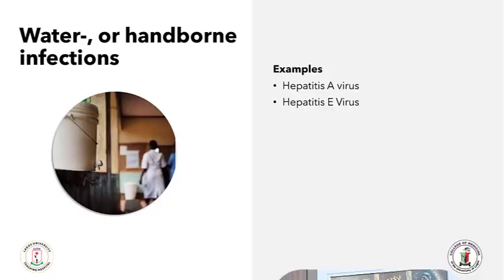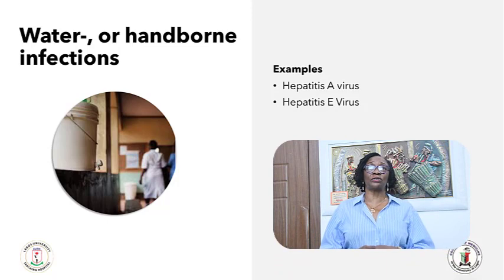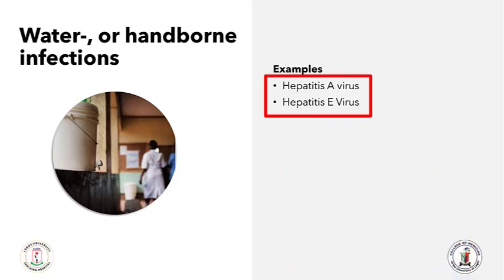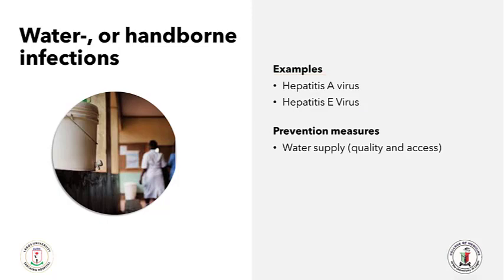Babies can also get infected from water and foodborne infections. Examples include hepatitis A and hepatitis E viruses, and also salmonella bacteria. The prevention measure clearly is to have safe and good quality water, which means that you must have good access to water. It is recommended that all healthcare facilities should have a source of safe water within the facility. You must have good means of excreta disposal, preferably having a flush system. And even if you do not have this, it should be far from your water source.